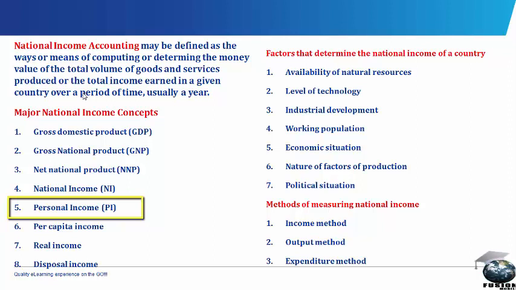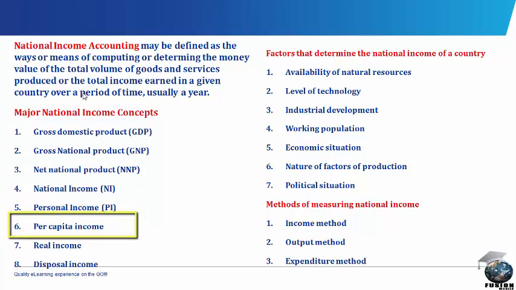Incomes received by households but not earned include transfer payments and interest payments, while undistributed profits and contributions for social insurance are included in incomes earned but not received. After all these additions and subtractions to and from national income, what is left that gets to the pockets of individuals and households is known as personal income.